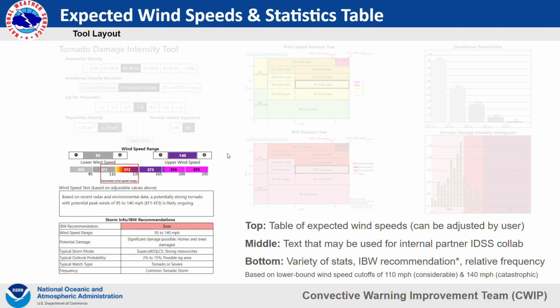The bottom left section is more of a statistics table and output where it shows your wind speed ranges here. And then maybe some text you could possibly use for internal collaboration with partners to talk about what we might be expecting the tornado to be doing. And the bottom table has a variety of statistics, including an IBW tag recommendation and relative frequency that we tend to see these signatures in the data set.